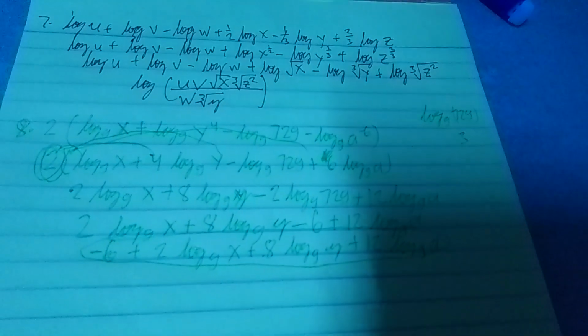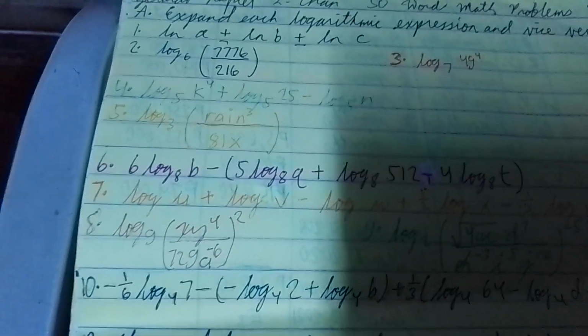That's it. But to make it more neat, we put the negative 6 outside. So therefore, it's negative 6 plus 2 times log base 9 of x plus 8 times log base 9 of y plus 12 times log base 9 of a. Correct. And that one's already your final answer.